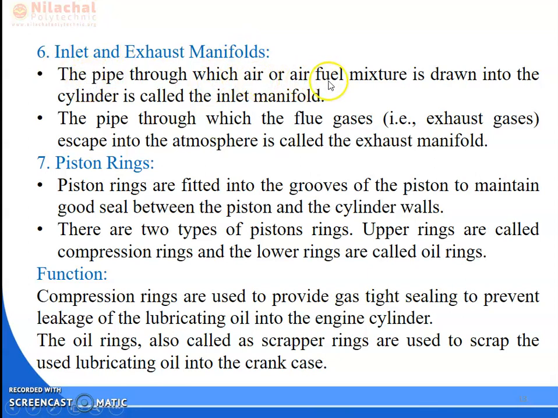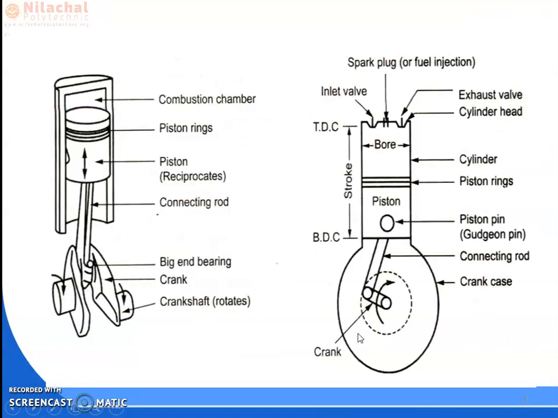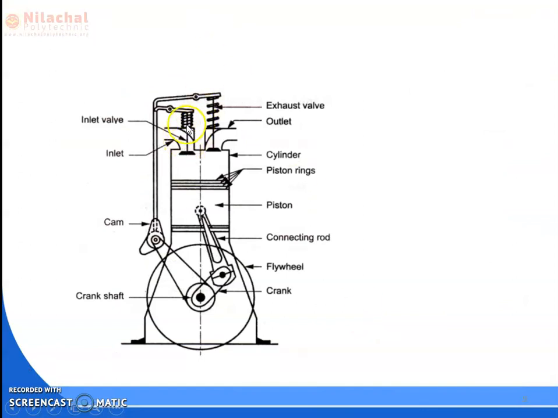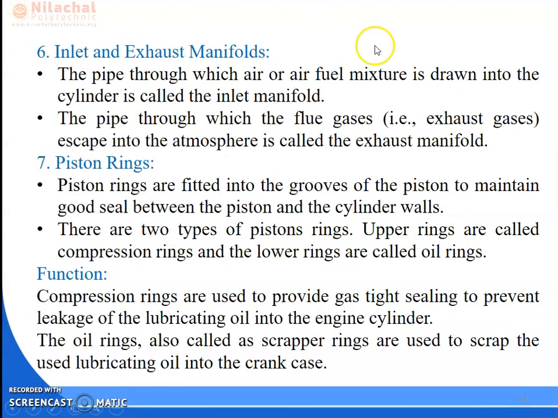The pipe through which the air and fuel mixture is drawn into the cylinder is called the inlet manifold, and the pipe through which the flue gases or unburned fuel escape to the atmosphere is known as the exhaust manifold. So see the diagram. Here, this is the inlet valve, this is the exhaust valve. Here some passage is there. This passage is known as the inlet manifold, and the exhaust valve is present in the exhaust manifold. That is the passage where the fresh charge comes in through the inlet valve and the gas goes out from the cylinder through the exhaust valve.